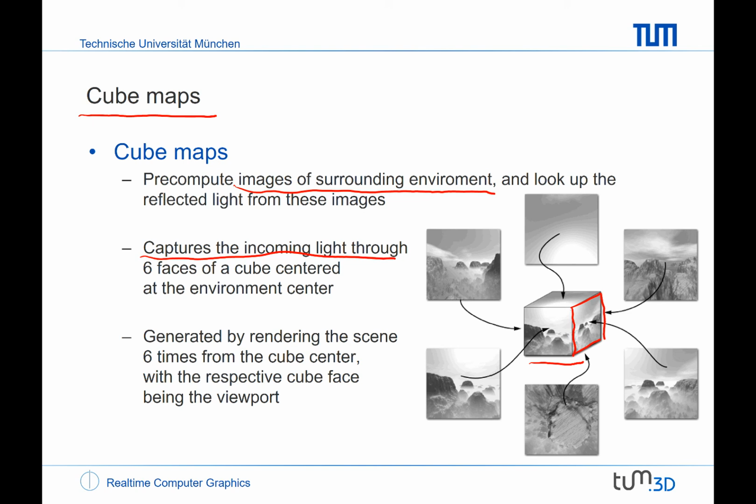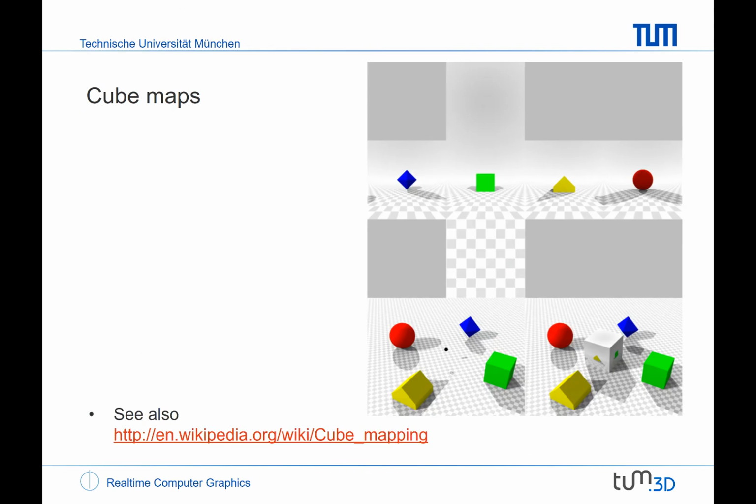And as I said, we generate this by rendering the scene 6 times from the cube center with the respective cube face being the viewport. That is the way we create these cube maps. We see an example here from Wikipedia. So we have a scene like the one here. We define the cube map center point, the point here, and we have these 4 objects, and then you define that cube with a certain extent into all the 3 spatial directions, the X, Y, and Z direction.